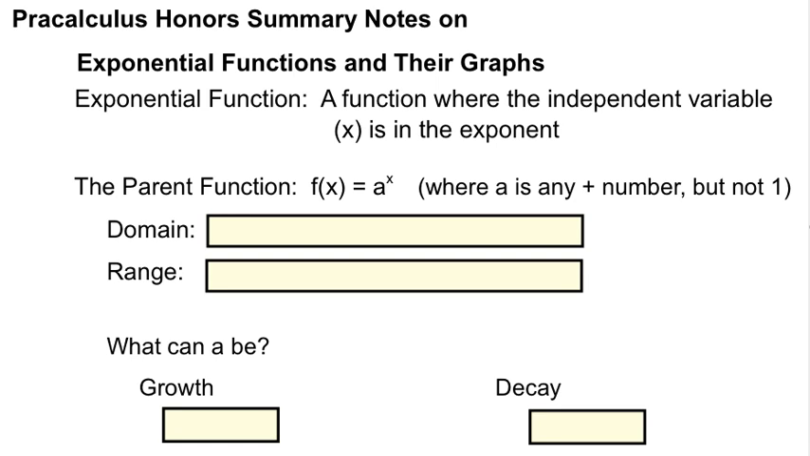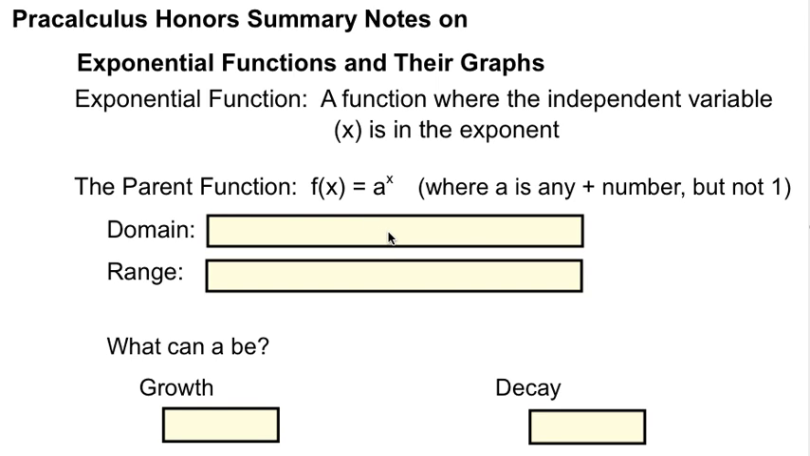So first of all, what is an exponential function? We're used to seeing x being raised to a power when we look at polynomial functions. However, what defines an exponential function is that our independent variable, which we usually will use an x for, is in the exponent. So we have this parent function f of x equals a to the x. And there is a stipulation here for a. A has to be a positive number, but it's not allowed to equal 1. Okay, so a can be anything greater than 0 except for 1. And we'll see why later on.